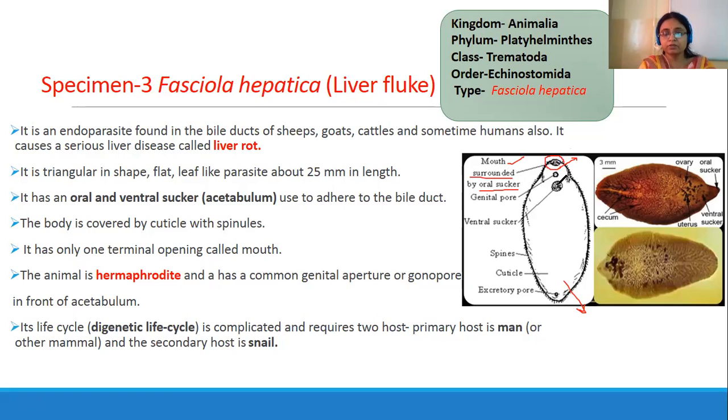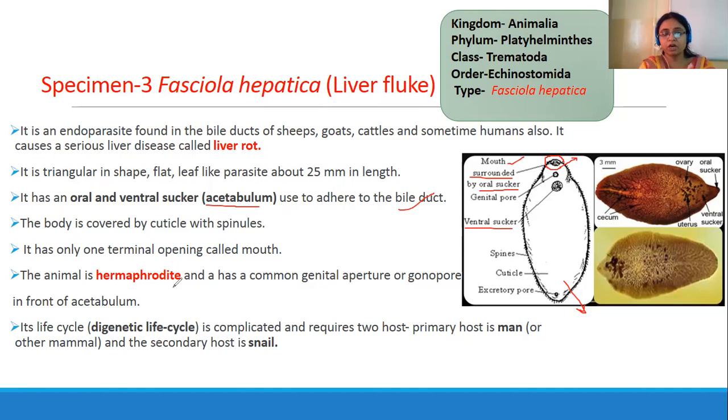And another sucker is also there. This is called a ventral sucker or the acetabulum. With the help of the acetabulum, it also remains attached to the bile duct of the liver. Now, the whole body of this Fasciola remains covered by the cuticle.